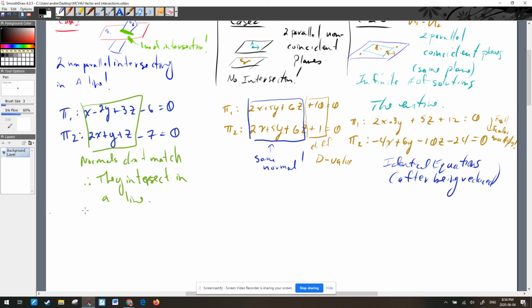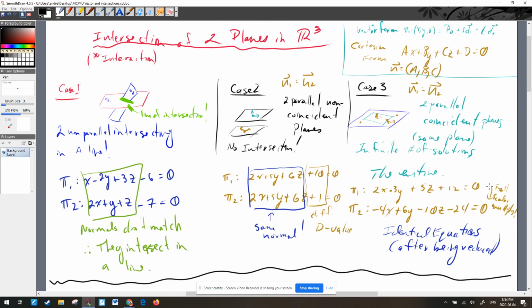So just to recap, it is worth remembering we identified that when we have two planes in R3, there are three cases. There is the case where they intersect in a line. There is the case where they are parallel and non-coincident. And then there is the case where they are parallel and coincident, meaning they're the same plane. Those two cases are readily identified, right?